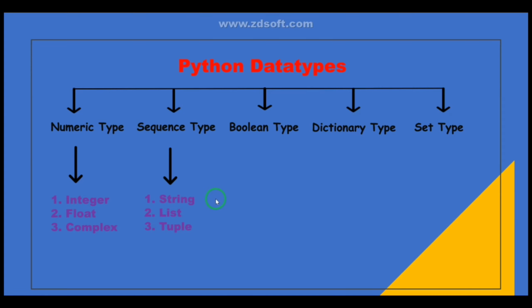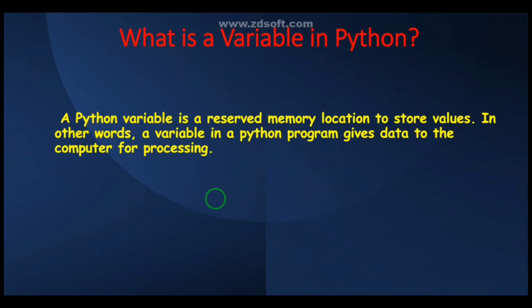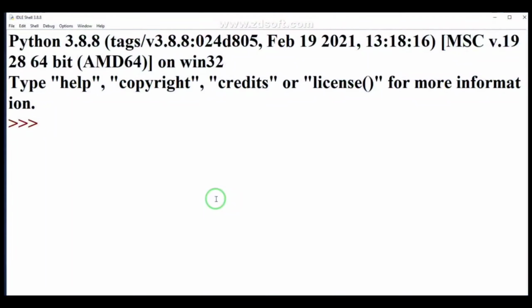In this video we are going to discuss the sequence type, that is string. And before going to the topic, I want to discuss a small topic with you, that is what is a variable in Python. A Python variable is a reserved memory location to store values. Let me give an example. Let me go to the shell.